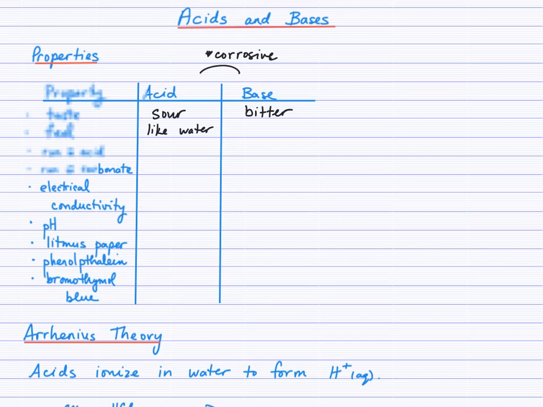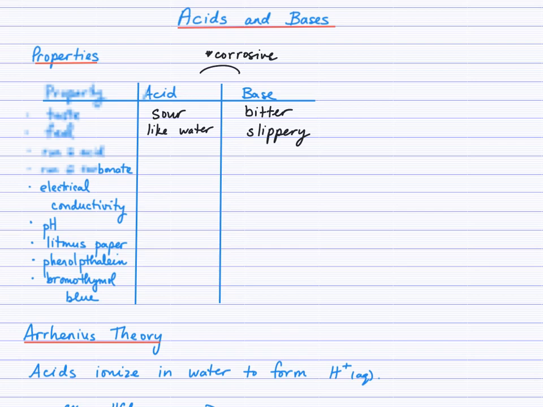Whereas a base, if you spilt a cleaning agent, maybe you're cleaning the bathroom and you got some of the cleaner on your hands if you weren't wearing gloves, which would be a good idea because those substances are quite corrosive, but they definitely feel slippery. You could even think of soap as feeling slippery also.